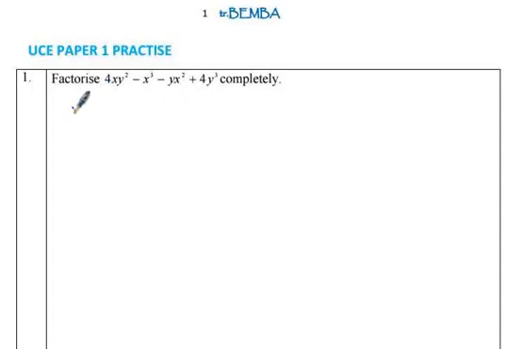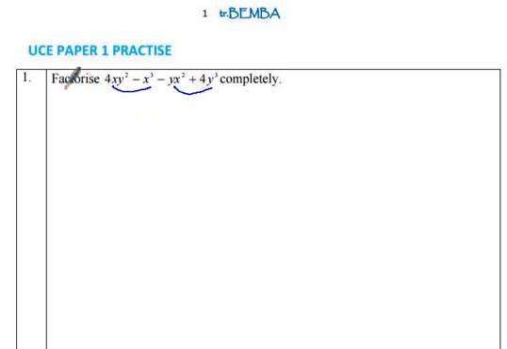Question one, we are supposed to factorize this expression completely. Okay, and when you look at the expression, we have 1, 2, 3, and 4 terms. Whenever we are factorizing and we have 4 terms, our first step can be pairing. All right, so I can pair these 2 terms, and I can also pair these two terms.